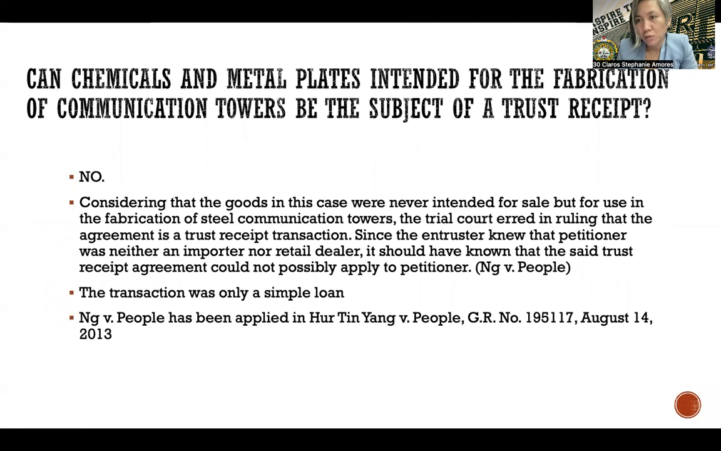Okay, another issue resolved in the case of Nang versus People is, can chemicals and metal plates intended for the fabrication of communication towers be the subject of a trust receipt transaction? The Supreme Court held again that no, the goods were never intended for sale, but for use in fabrication. The entrustor knew that the petitioner was neither an importer nor retail dealer. It should have known that the said trust receipt agreement could not possibly apply to the petitioner. So there was only a simple loan.